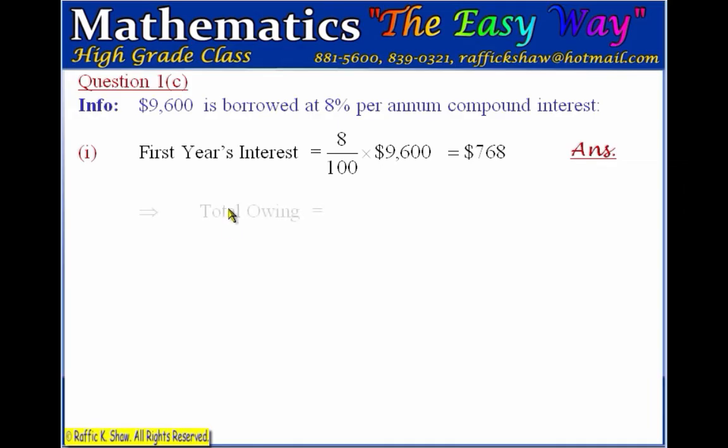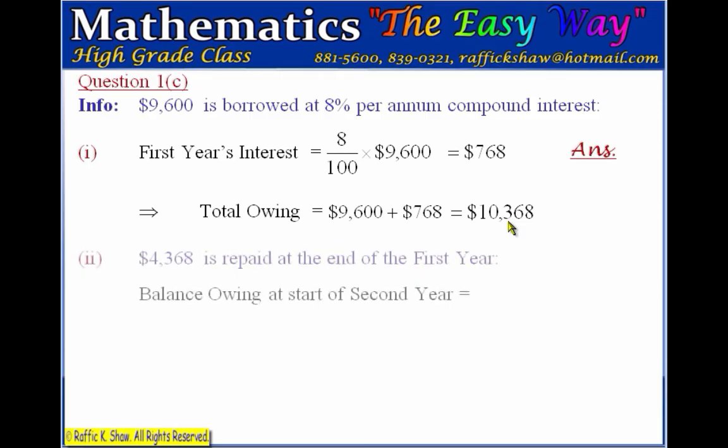And so the total amount owing at the end of the first year is the $9,600 that was borrowed plus the amount accrued as interest. And that total amount owing is $10,368. This information is relevant to proceed to the next section. So we are told that $4,368 was repaid at the end of the first year.